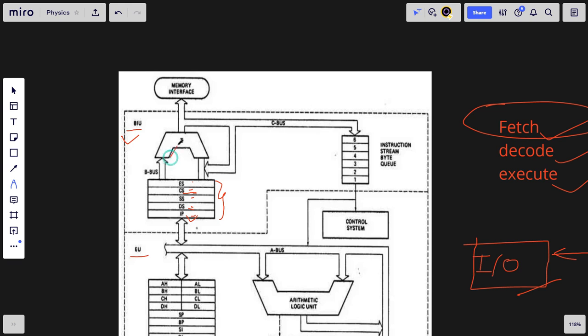One more thing, this is an arithmetic function. Basically, this is an ALU. You will say this is the ALU. Well, this does many things such as add, subtract, divide. This also does add, subtract, divide. Why do you need an add circuit in here? Because we want to add CS plus IP. This gives us the address of the next instruction in the memory which we are going to fetch. So this is how we are going to fetch the next instruction.